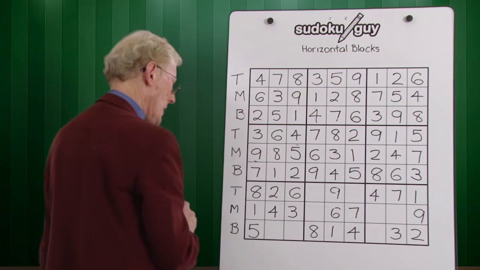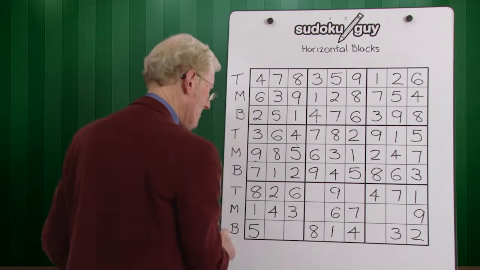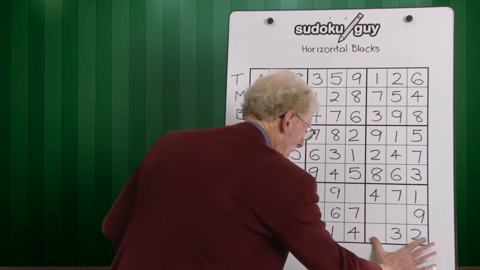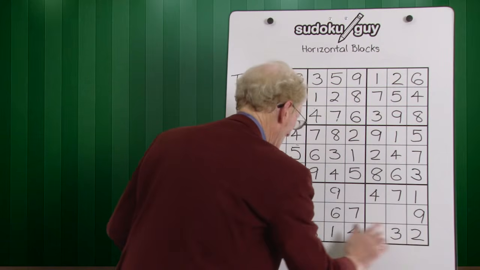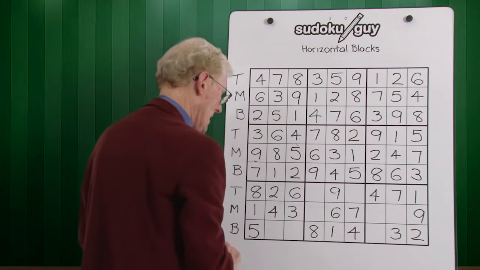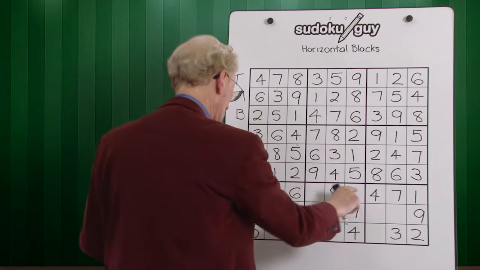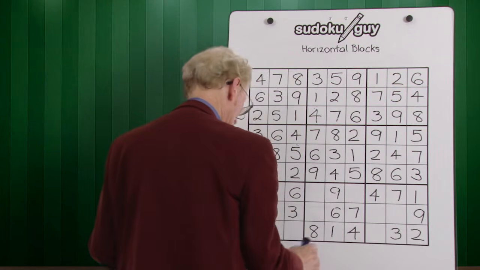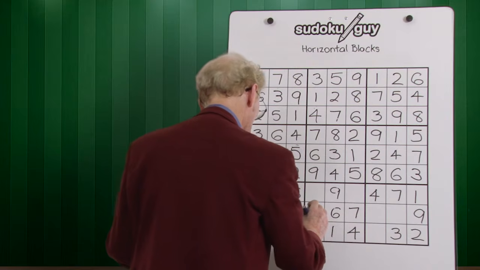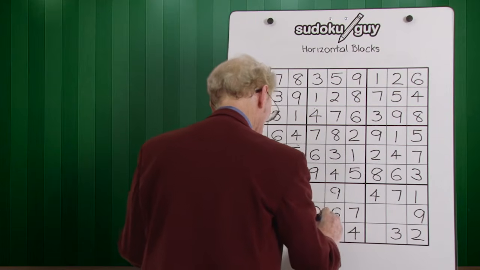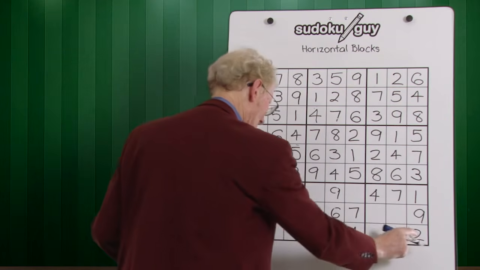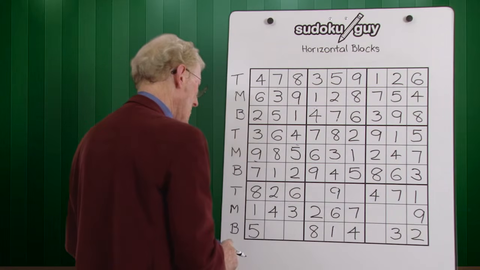Take the 2s. We have a 2 in the top here. We have a 2 in the bottom of this block, but we don't have a 2 in this one. And it cannot be there or there, because you've already got a 2 in that row. So it has to be here. Top, middle, bottom.